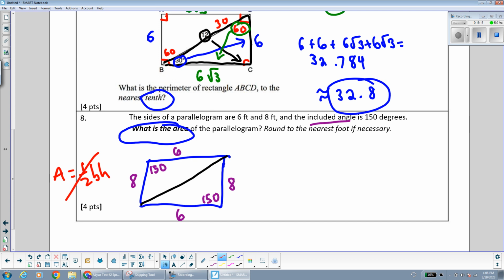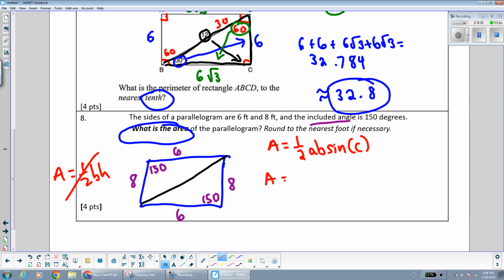It's not an option for me. Instead, what I notice is I have two sides next to each other and the angle in between. And we know that when we have two sides next to each other and the angle in between, kind of like SAS, we can use our new area of a triangle formula that uses trig. And remember that formula is 1/2 ab sine of angle C.